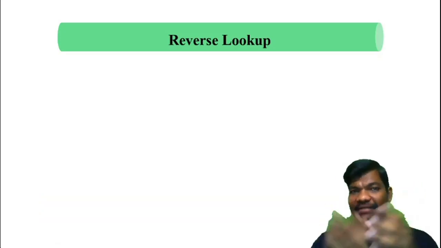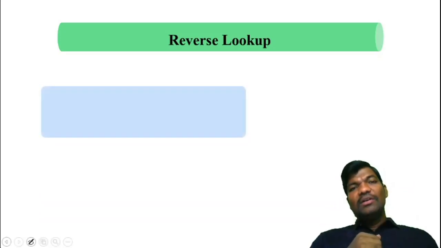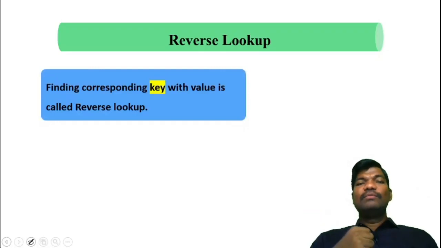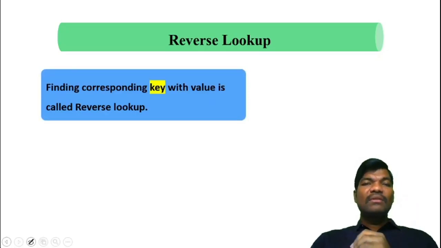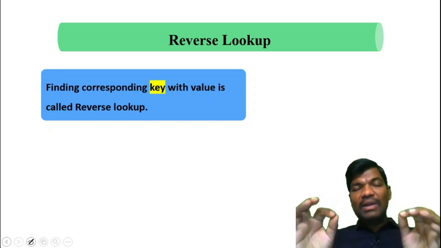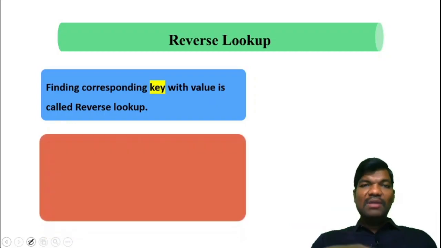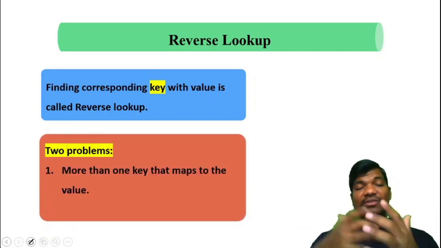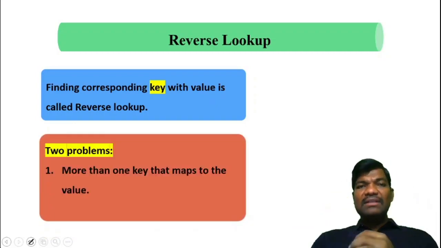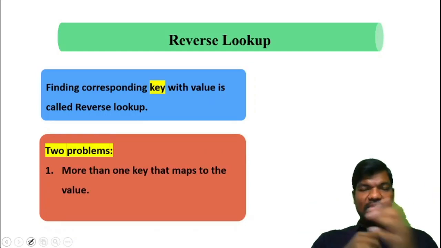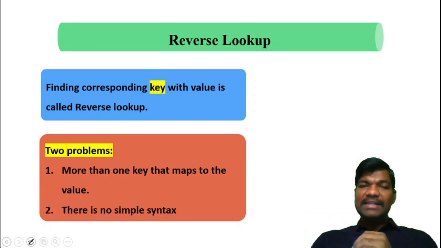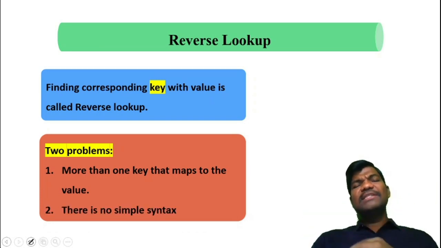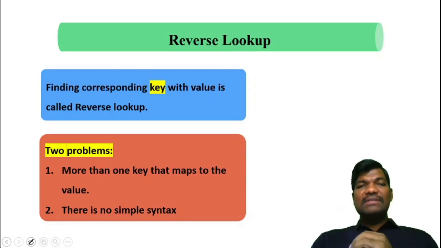What is meant by reverse lookup? By applying the value, you are getting the key, right? Reverse. You are giving the value, you are getting the key. The problems here: the first one is that one key can have different values. That is one problem. Now coming to the second one, there is no simple syntax. So these are the two major problems in reverse lookup.